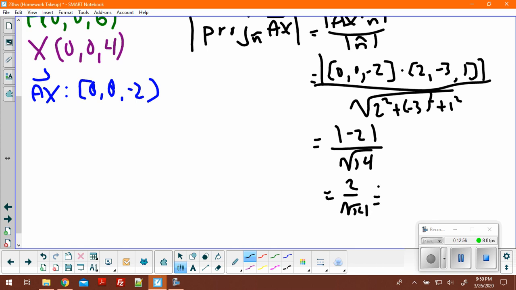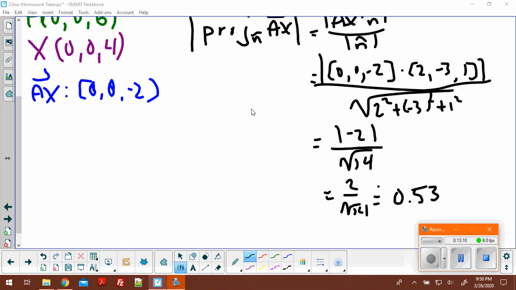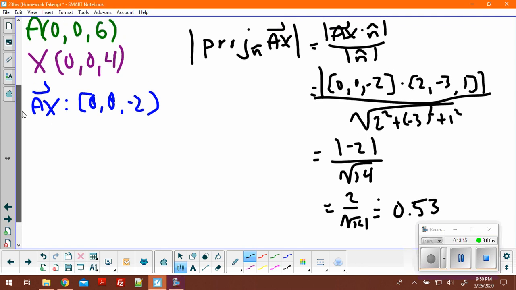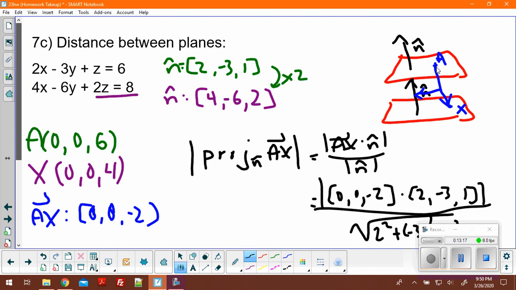And the decimal equivalent of that is about 0.53. So the procedure was similar to one we did earlier, just a little different with the two planes. But yeah, point to point and project it onto the normal.